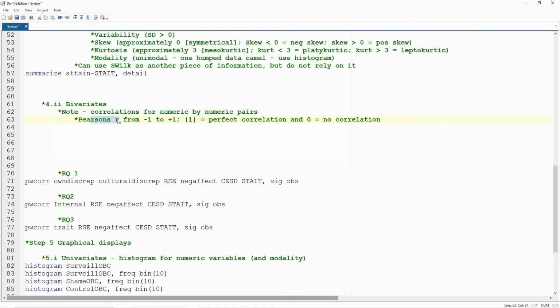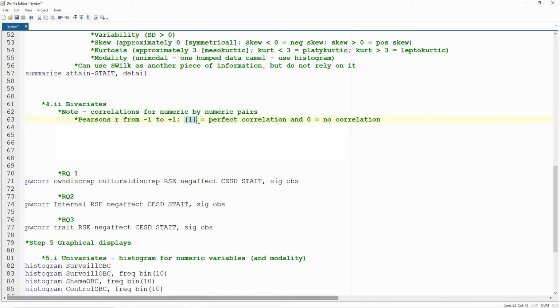Correlations are going to produce a Pearson's R statistic. Pearson's R statistic will range from -1 to +1, where 1 in terms of absolute value, so two vertical lines, means absolute value, and an absolute value means regardless of its sign. So if your Pearson's R is -1 or +1, it doesn't matter as long as it's 1. That represents a perfect correlation, and 0 represents no correlation.